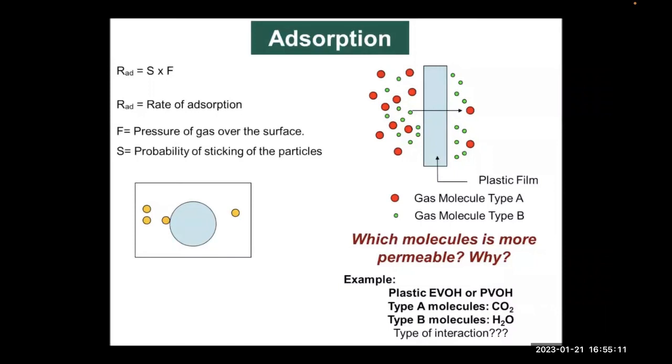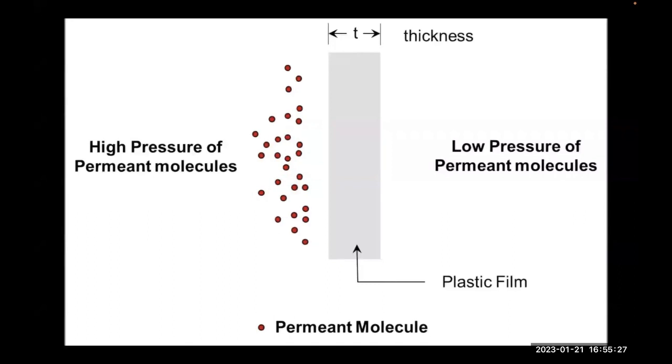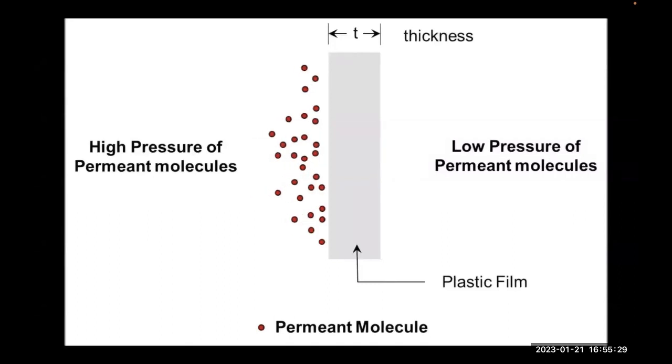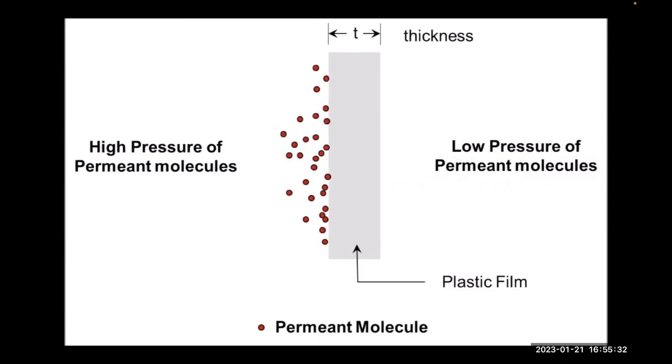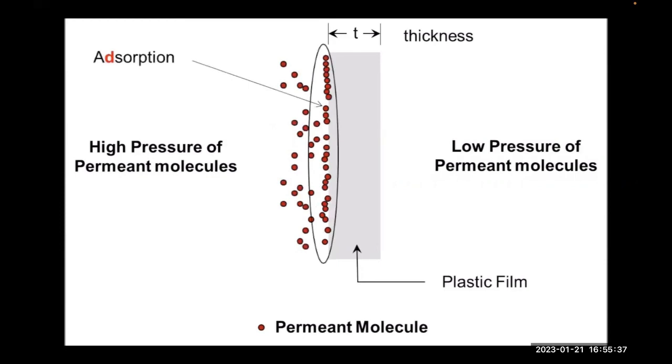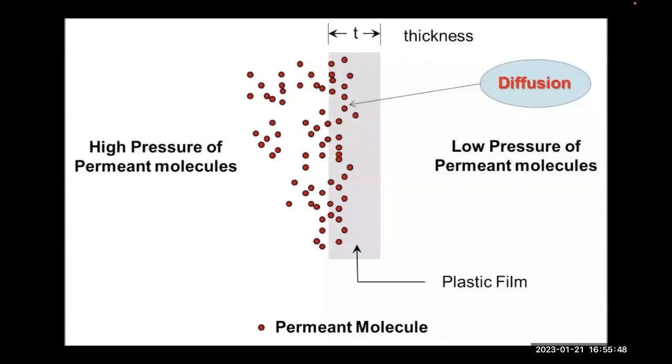The quantity of permeant molecules adsorbed on a film depends on the partial pressure of the permeant and the chemical interactions between the permeant and the plastic film. If there is a high interaction between the plastic and the permeant, then we expect higher permeability of that permeant. On the high permeant pressure side, the permeant molecules adsorb on the surface of the plastic film. Then the permeant molecules diffuse through the plastic film and finally desorb on the low permeant pressure side.